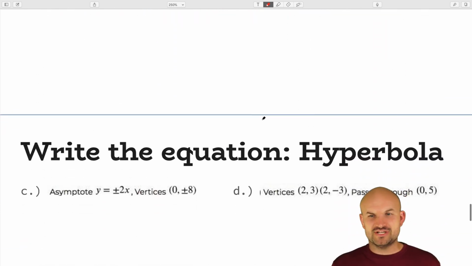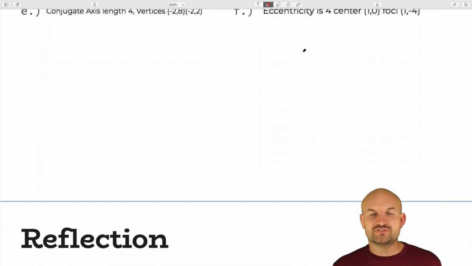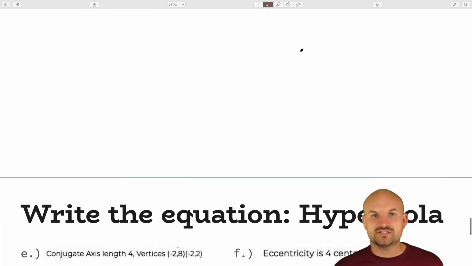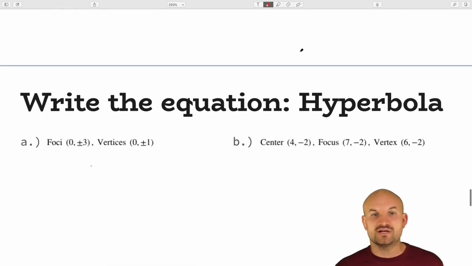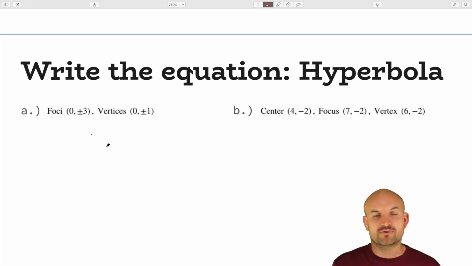All right, so let's go into the examples now. I believe I gave my students 4 examples or 6 examples actually, for them to go ahead and work on. So let's go ahead and take a look at what they had to do. So in the first example, we just have 2 points, foci and vertices. So the first thing we're going to want to do is plot the information.